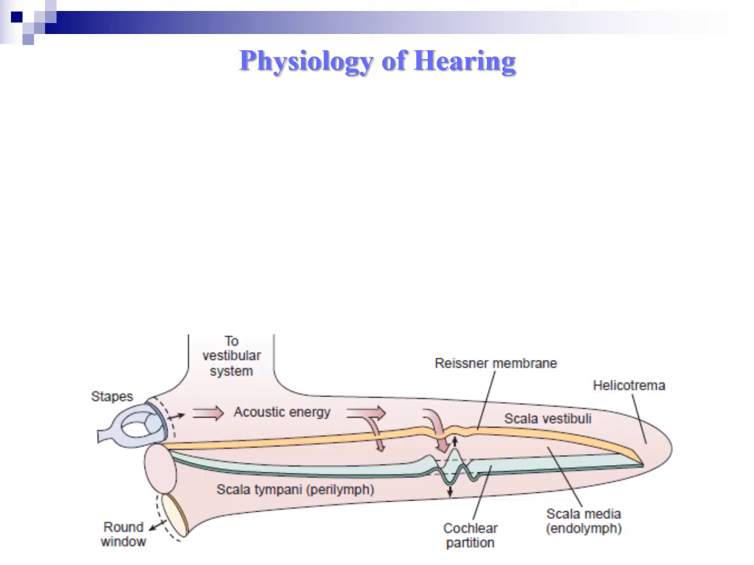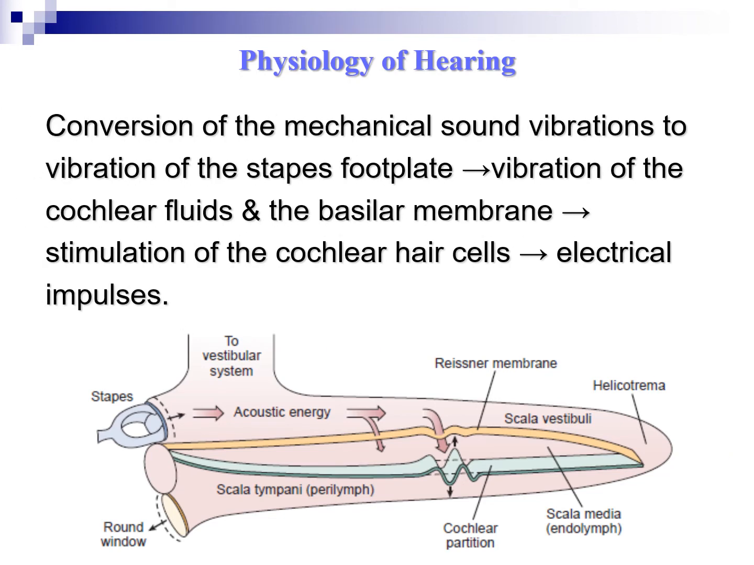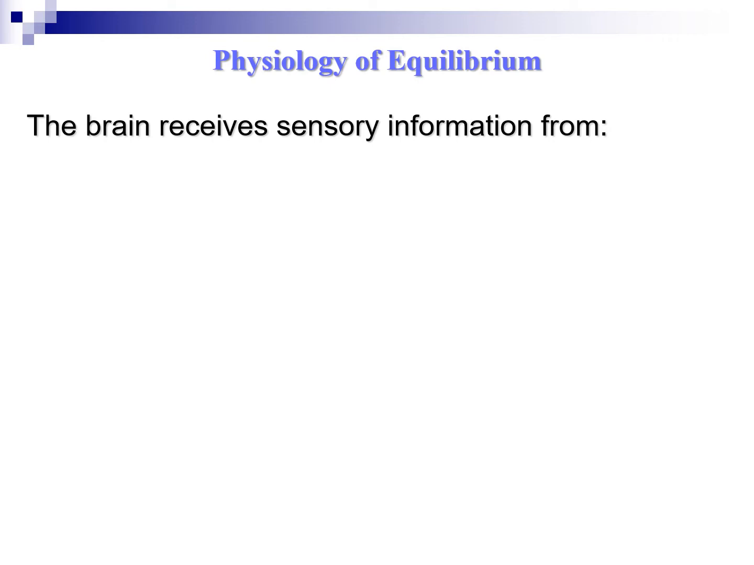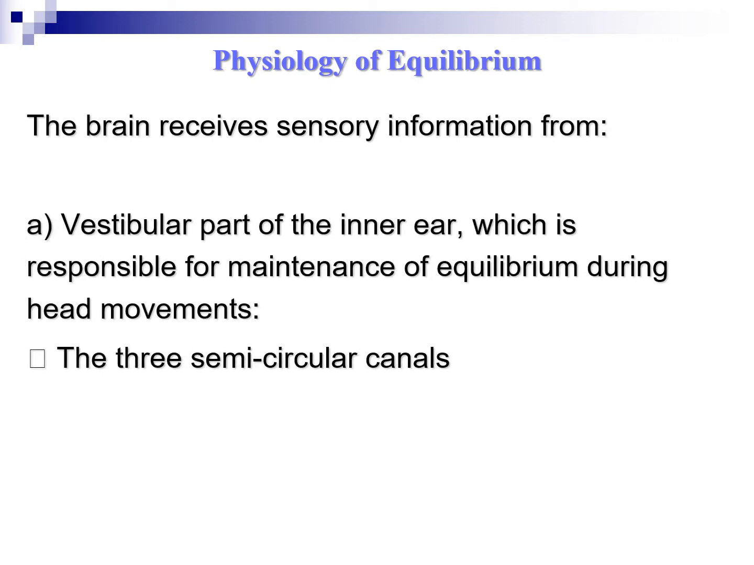And if we need to quickly understand the physiology of hearing, first of all, there is a mechanical sound wave which will be transmitted through the drum and the ossicles to make a vibration in the stapes footplate, which will in turn produce a vibration within the cochlear fluid, within the perilymph and endolymph. This vibration will be transmitted as electrical impulses along the cochlear nerve to the hearing cortex, the auditory cortex.